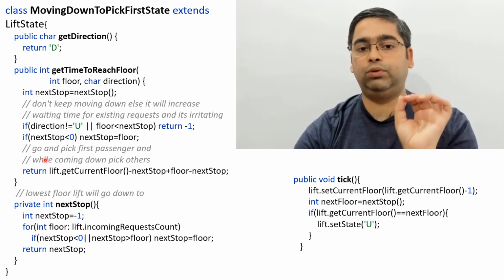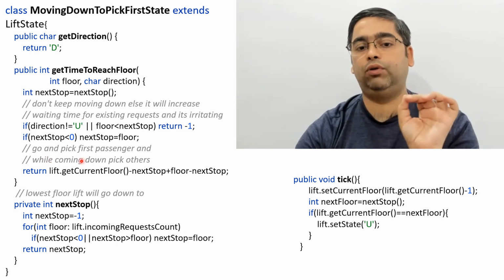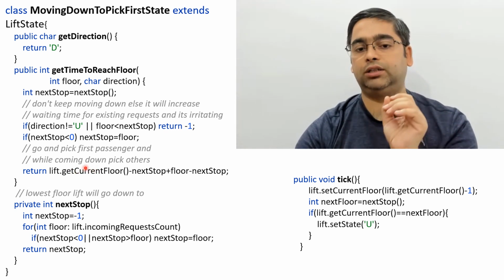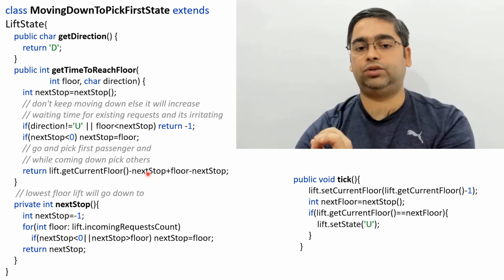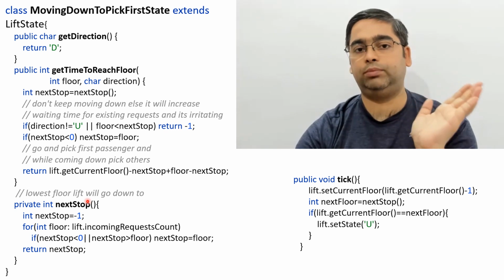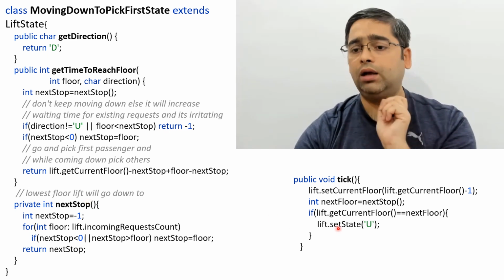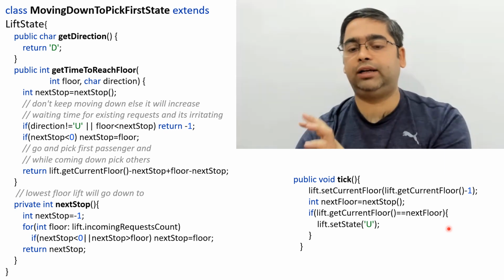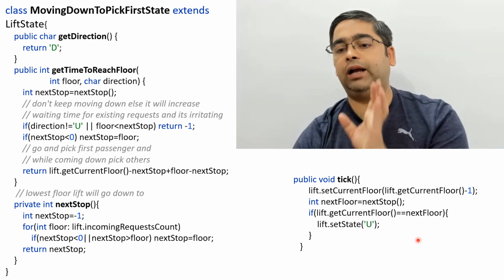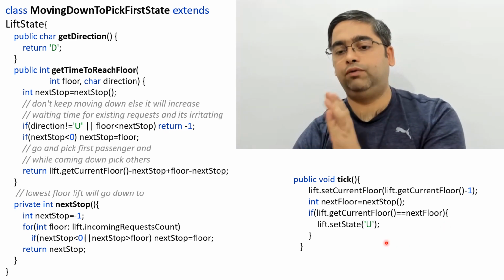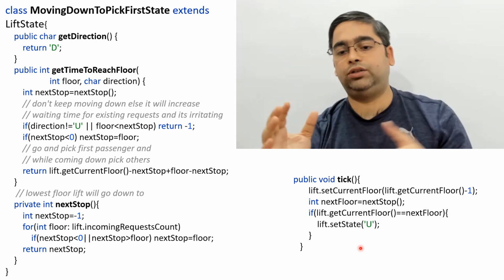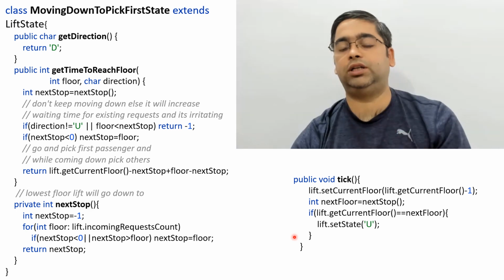Now to return the time to reach the floor, first it will go from the current floor to the next stop, that is the lowest, and from the lowest it will go to the destination floor. So destination floor minus next stop will be the time. Next stop will be the floor of the first request, just like in the case of moving up to pick first. For the tick method, right now it is acting like a moving down lift, so it will reduce the current floor by 1, and if we have reached the next stop, that is the floor of the first request, then its state will convert into the moving up state. So now it has to start moving up, so it calls the set state method there.